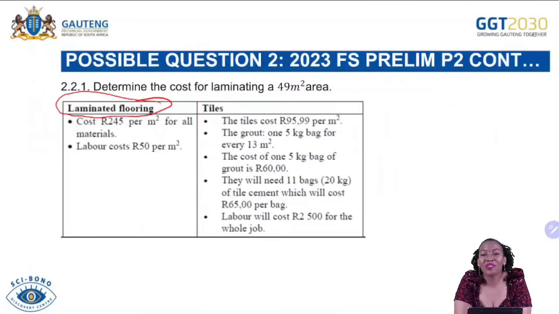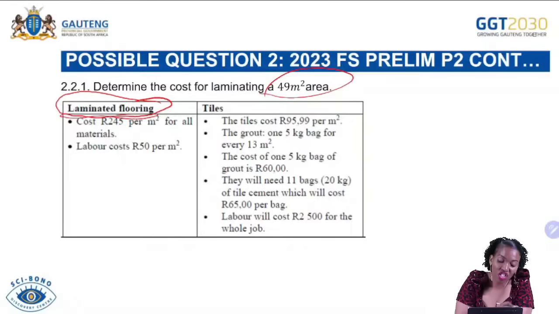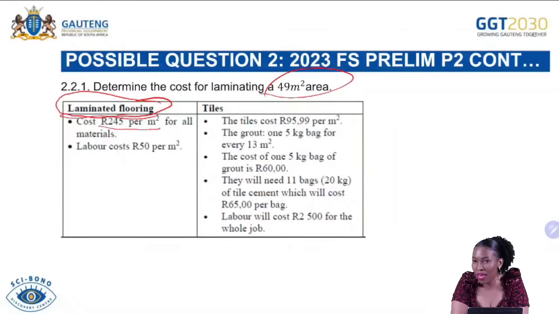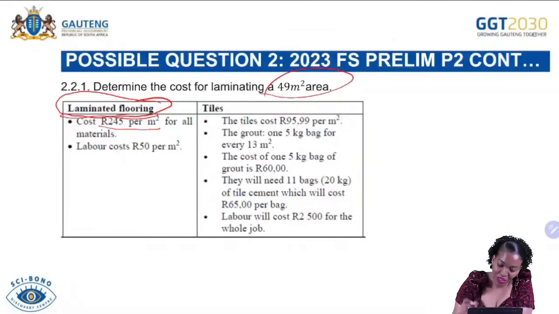Welcome back. I'm sure you have your answers now. Okay, let's do it together. Then you can mark for yourself and see whether you are on the right track or not. Remember, they are going to laminate the floor area of 49 square meters. And then we want to know the lamination cost. So the cost is 245 rand per square meter. So let us do the cost now.